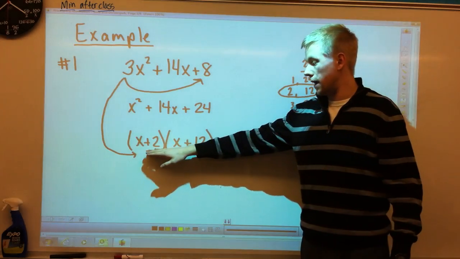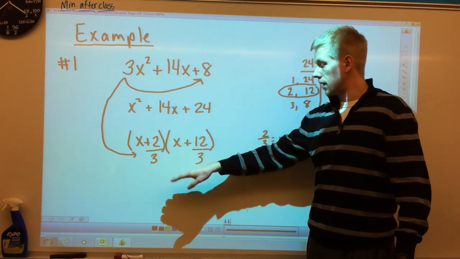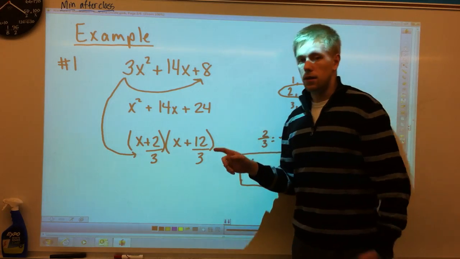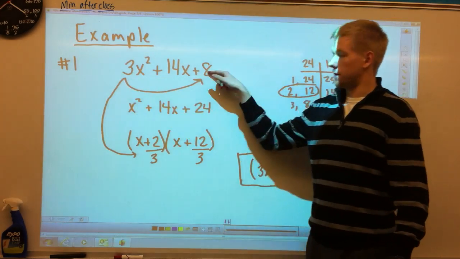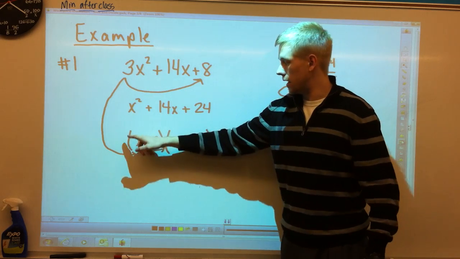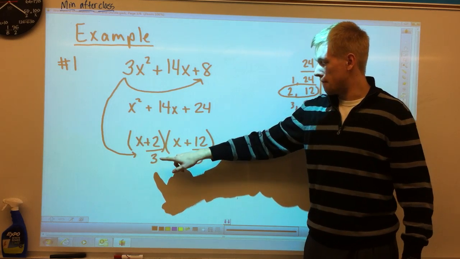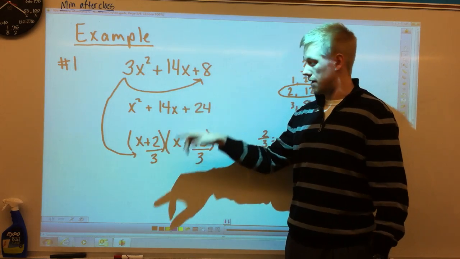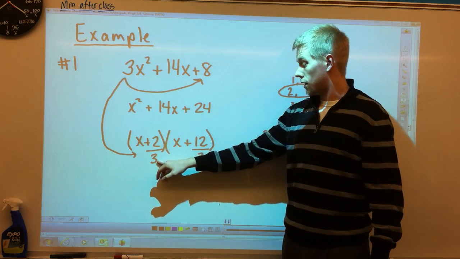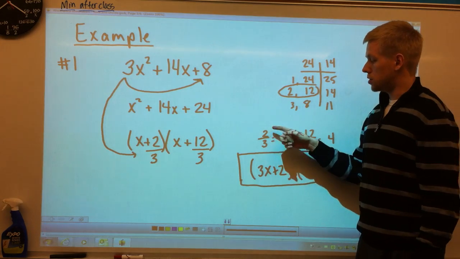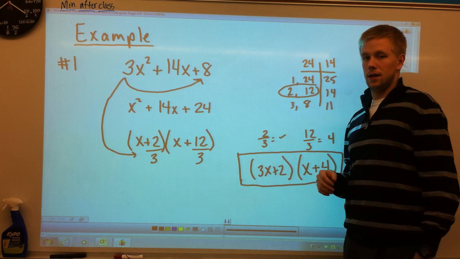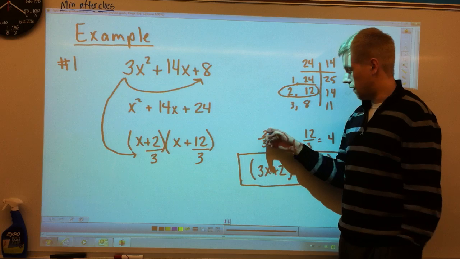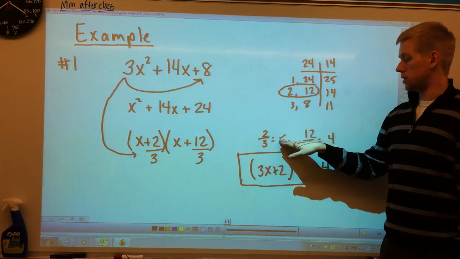So I write my answer like I normally would. I have x plus 2 and I have x plus 12. But now I need to divide by that number that I slid off the front to begin with. So I take that 3, I'm going to slide it up underneath my 2 and my 12, and then I'm going to divide. That's the slide and divide part. So now we're going to divide by 3 onto both things. If I do 2 divided by 3, that's as reduced as it's going to get. You can't get a whole number or a better fraction out of 2/3. So that's as reduced as it's going to get.